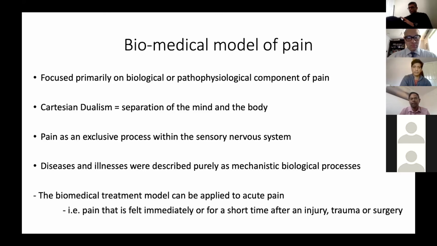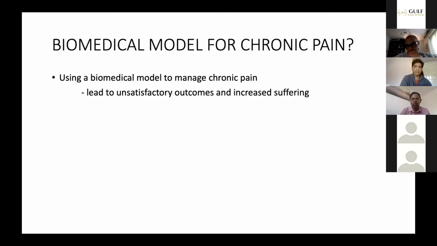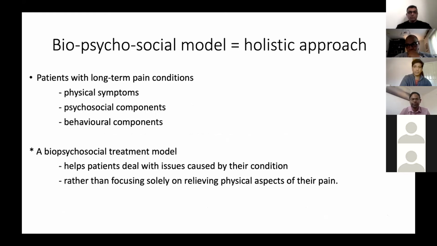When you apply the biomedical model to pain, the focus is primarily on the biological component of pain, or the pathophysiology, and the mind and the body are seen as separate entities. Pain is seen as an exclusive process of the sensory nervous system, and the disease as a purely mechanistic biological process. The biomedical model can sometimes be applied to acute pain, but not to chronic pain. If you try to apply it to chronic pain, it leads to unsatisfactory outcomes and increases the suffering. So what we have is a holistic approach, the biopsychosocial approach to pain management.